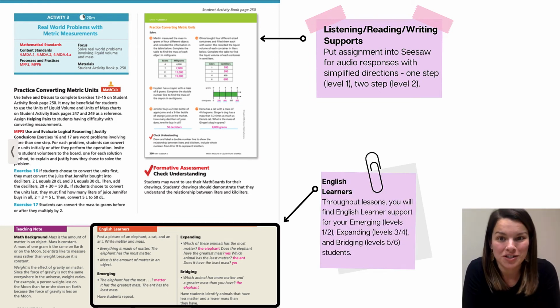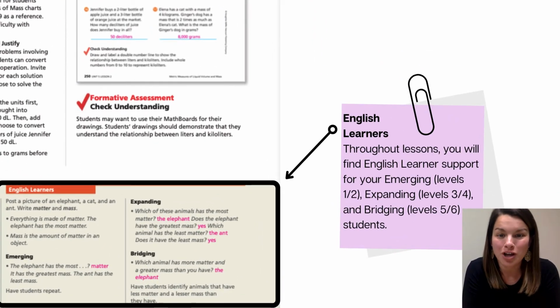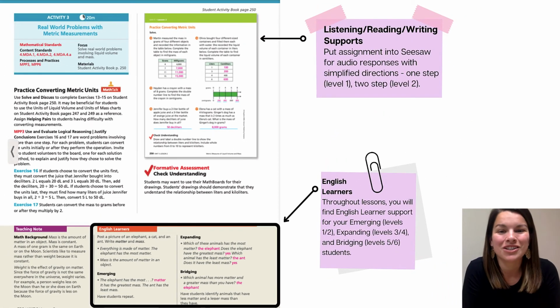Throughout Math Expressions, you will find English learner supports. This example shows how you might talk with your students about matter versus math and the types of responses you may expect for an emerging, expanding, or bridging student. Our challenge for you is to consider how you might adapt your content to meet the needs of your students. Be sure to use the can-do descriptors to help you gauge what's appropriate for each of your students.